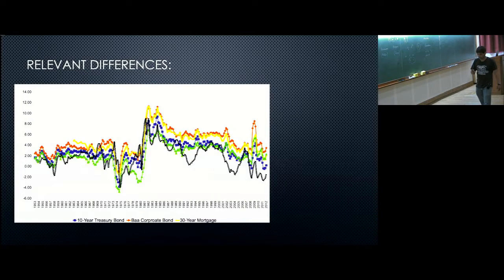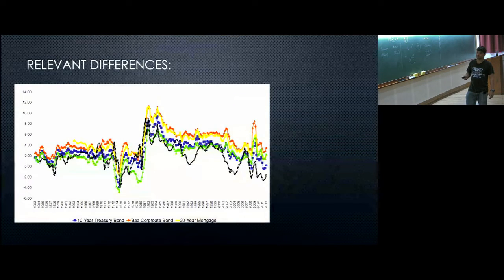Here's a very colorful picture, but it should be very clear what's going on. The black line is the federal funds rate in real terms, so controlling for inflation. And you can see that the black is very closely linked with all the other rates in this period, say from 1950 to 1980. The blue is the 10-year Treasury bond, the red is the BAA corporate bond, and the yellow is the 30-year mortgage. They're all typically above the federal funds rate, as you'd expect. They're longer-term interest rates, but they're tightly clustered here.